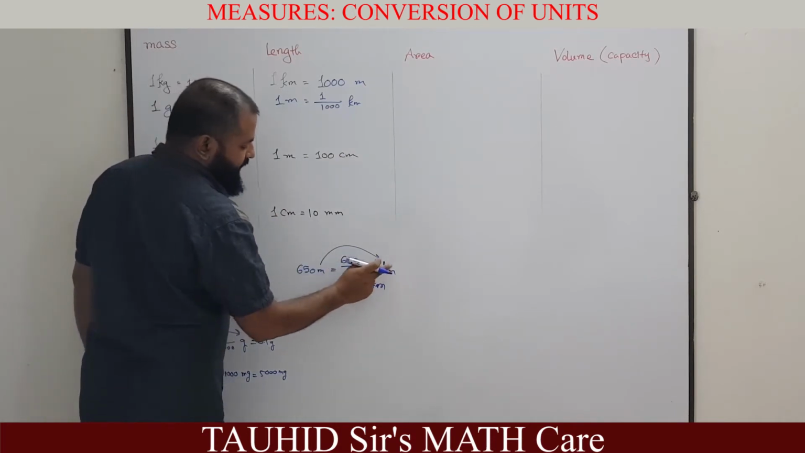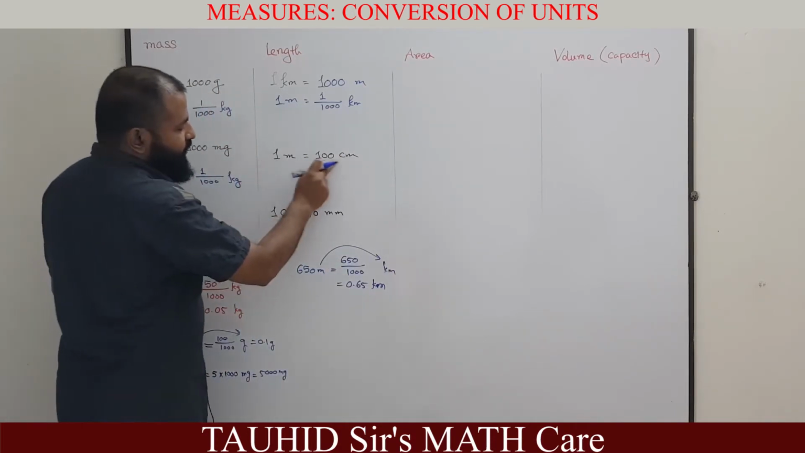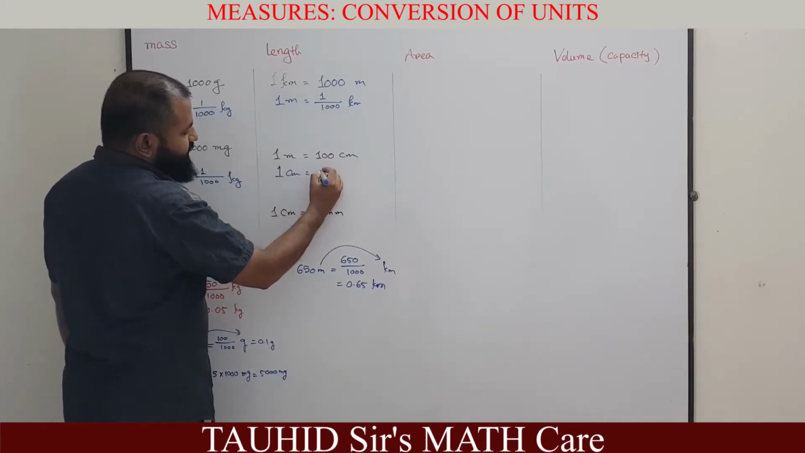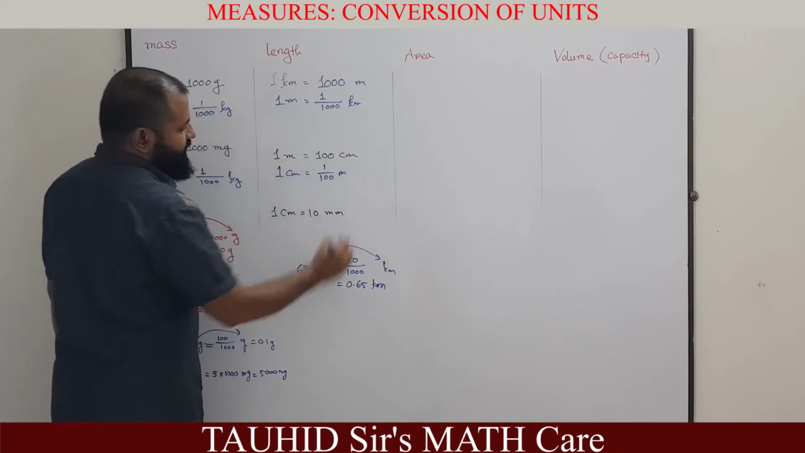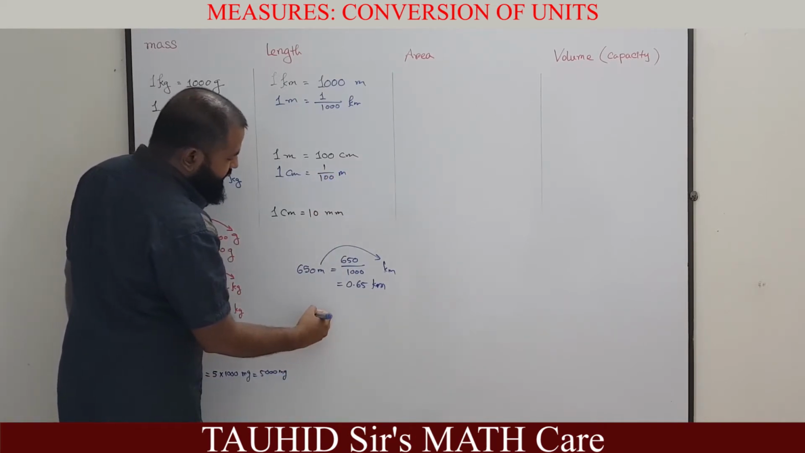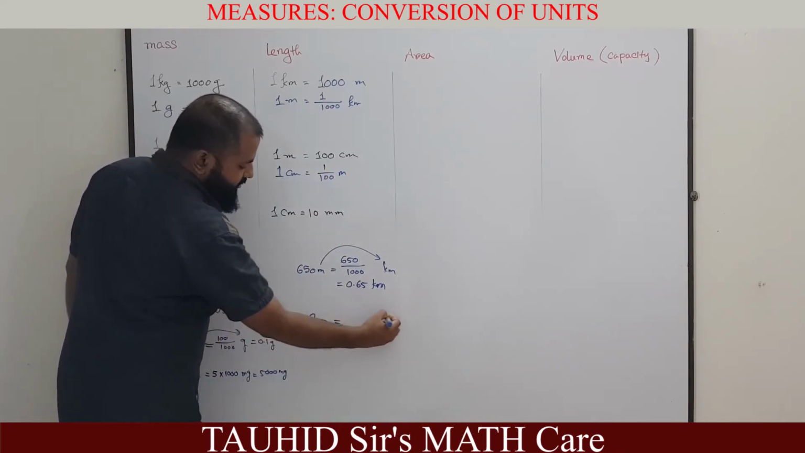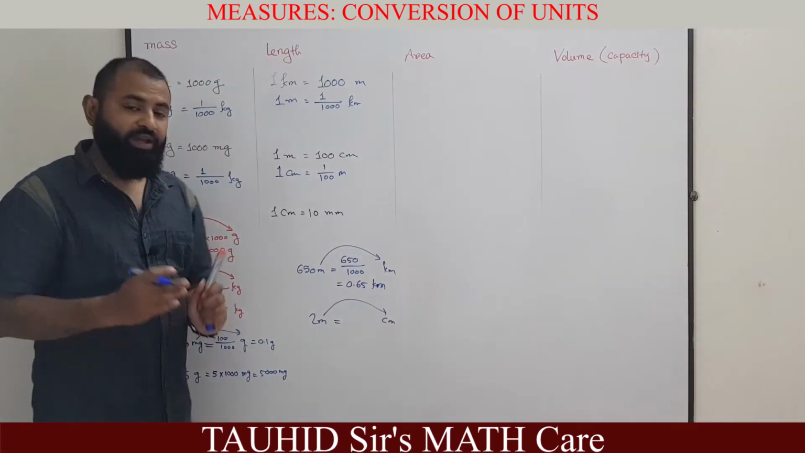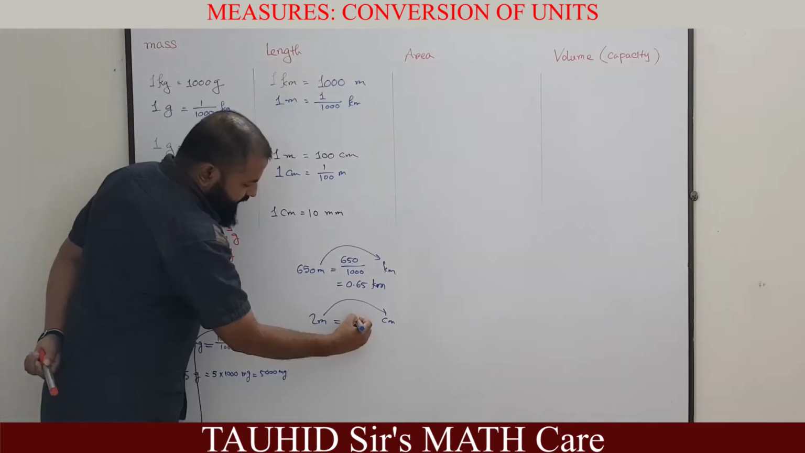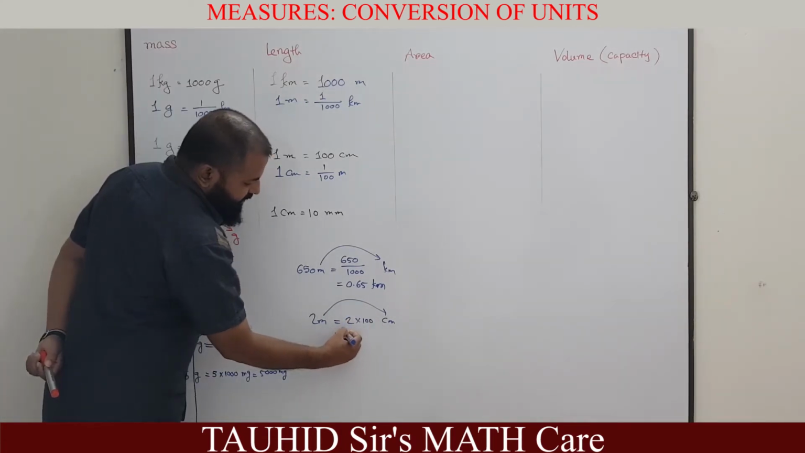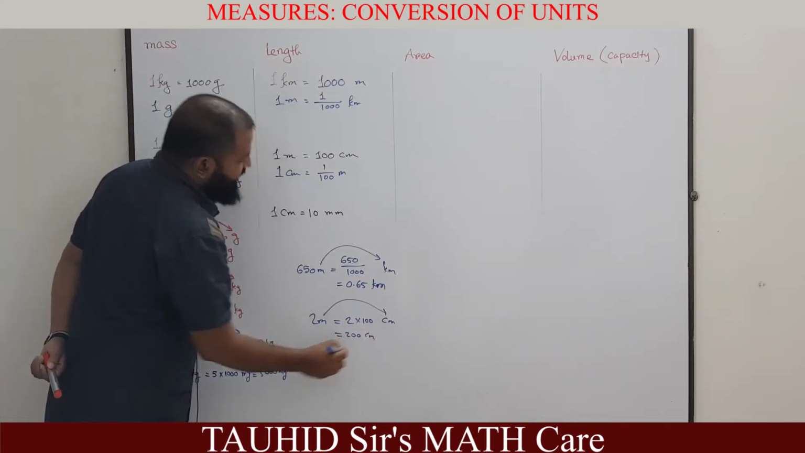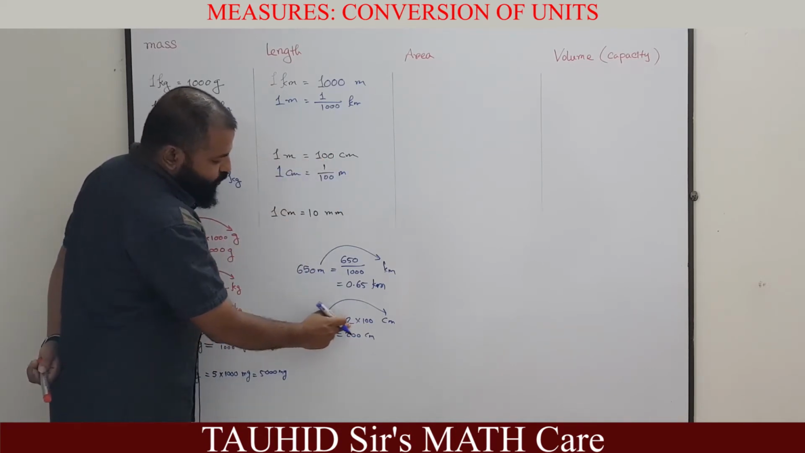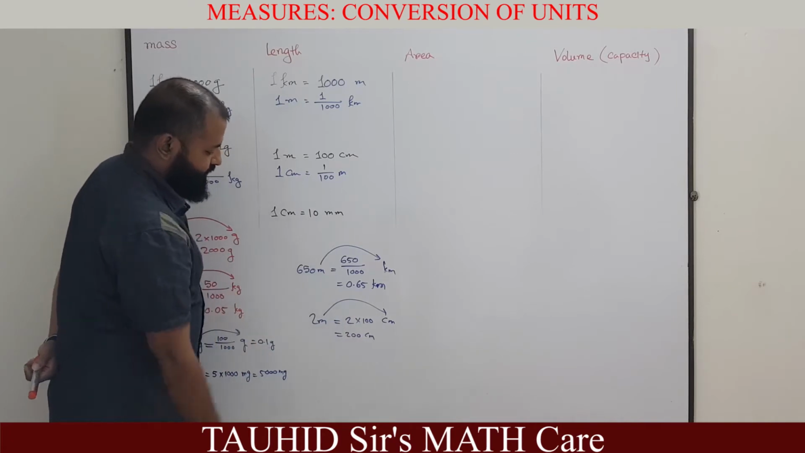Here you see that 1 meter equals 1 by 1000 kilometer, therefore 650 meter equals 650 by 1000 kilometer. Again 1 meter equals 100 centimeter, therefore 1 centimeter equals 1 by 100 meter. If you are asked to convert 2 meter to centimeter, we are going from larger to smaller units, so the value will increase and we need to multiply. 2 into 100 centimeter, 200 centimeter.